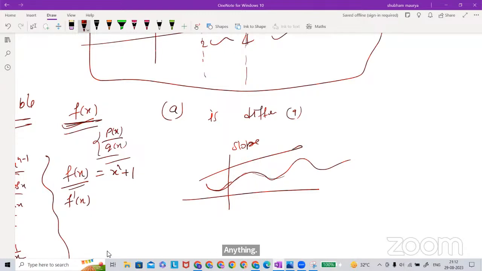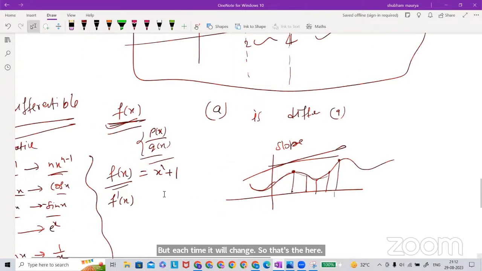So what is going to be the slope here? For a line the slope is fixed, but here it is not a line, it is a curve. So what is going to be the slope for this curve? Each time it will change. That's the derivative.